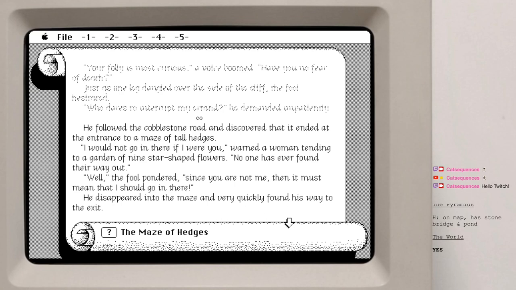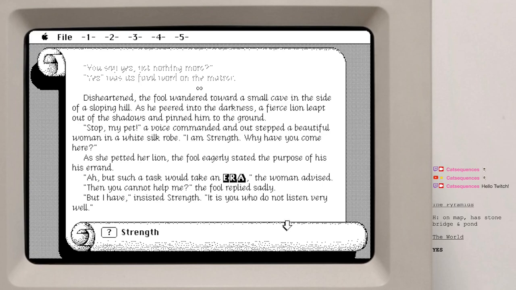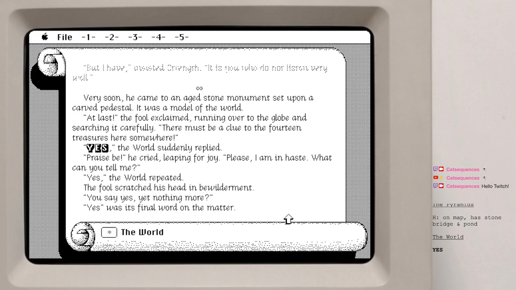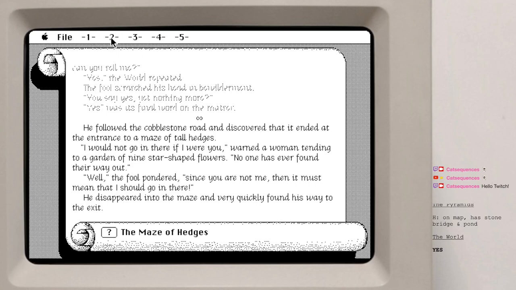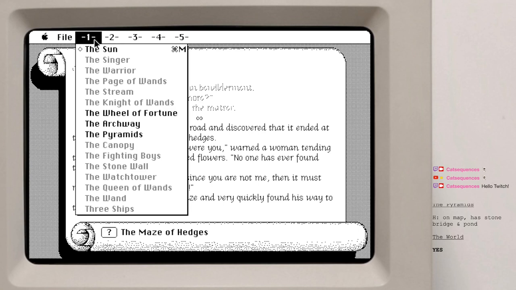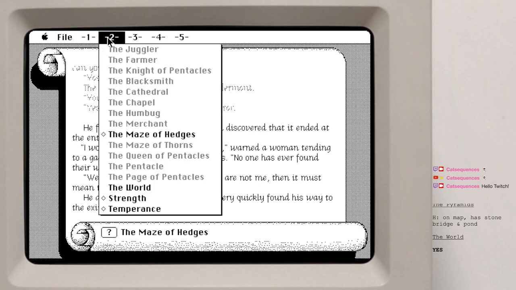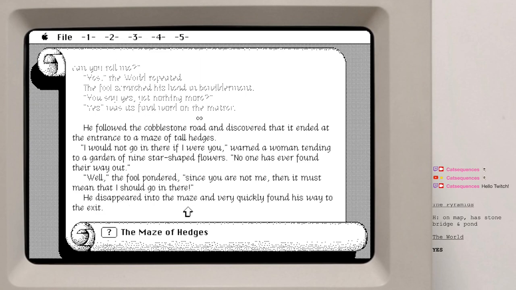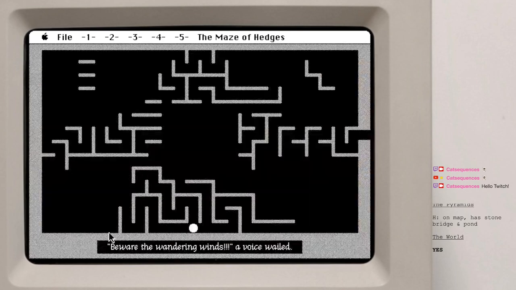Oh, hang on. Oh, so it must have backfilled the Maze of Hedges after we'd done the world. I see. Well, let's have a look at the Maze of Hedges then. So we click on the question mark to see what the puzzle is.